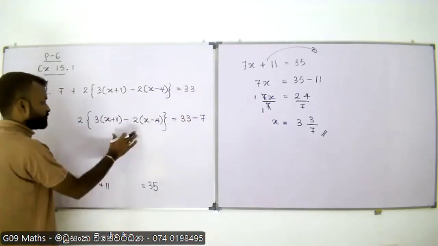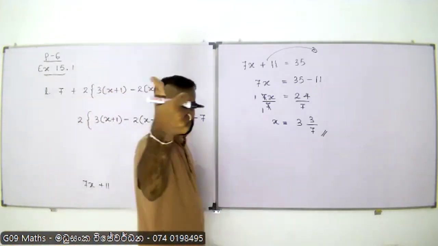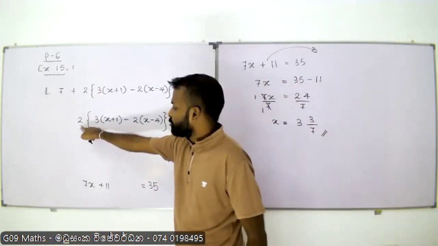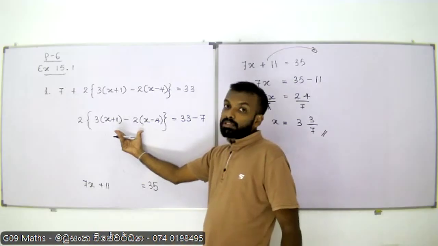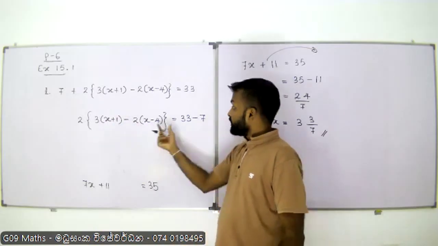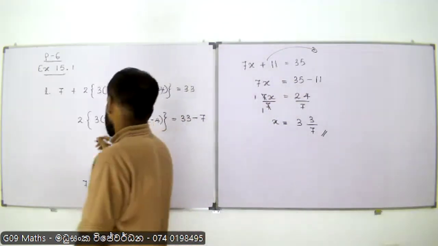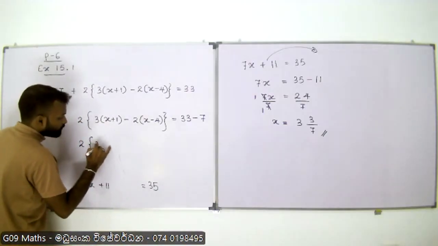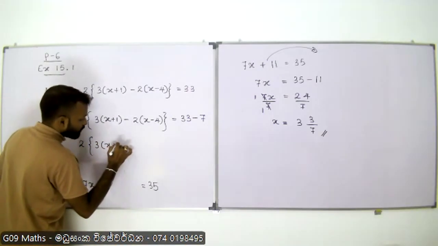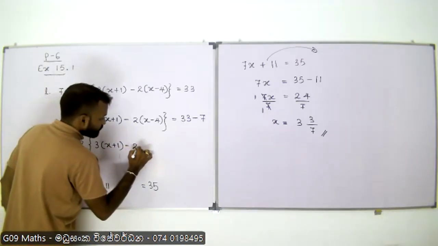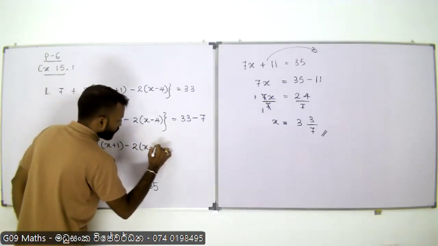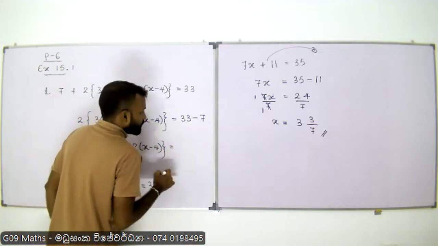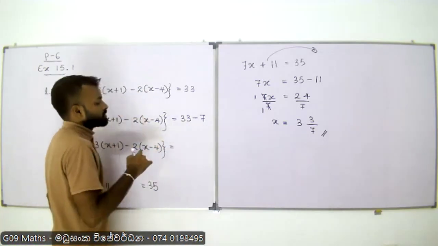Okay, now what is this? Right? Here you have 2 times something. 2 times something equals something, right? So first of all, let's write it. 2 times 3x plus 1 minus 2 times x minus 4 equals 33 minus 7.